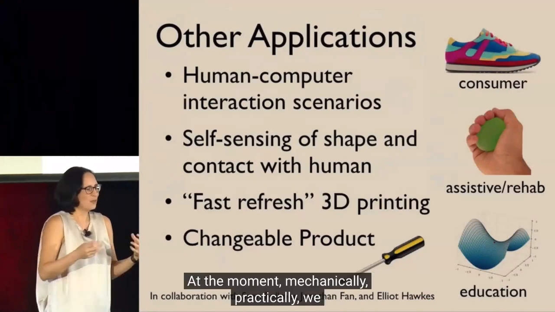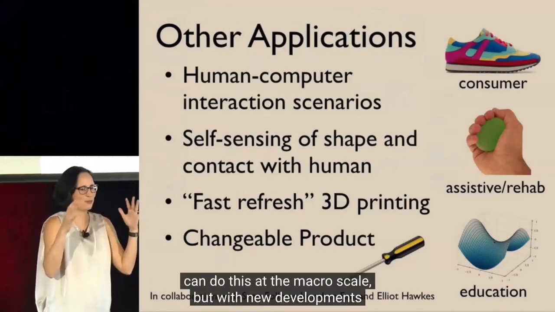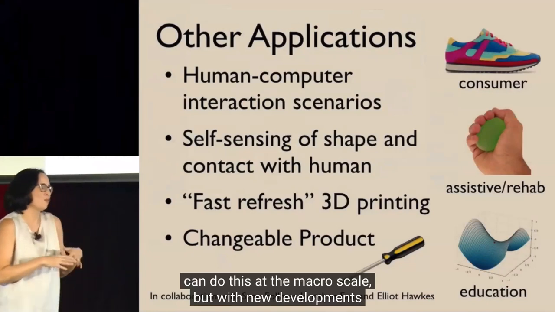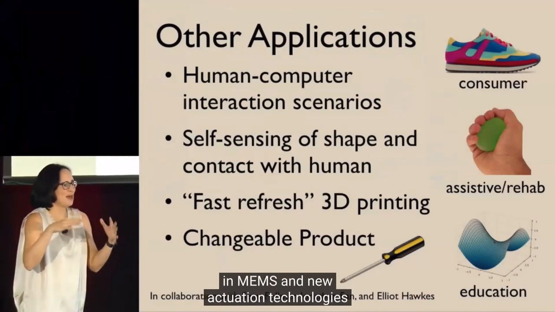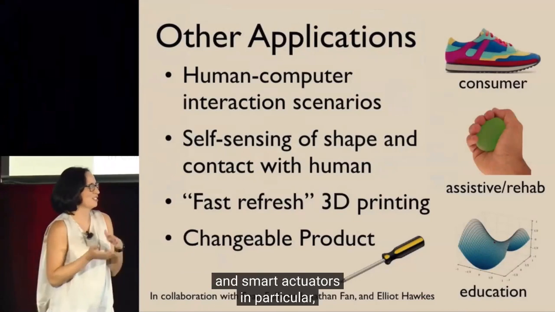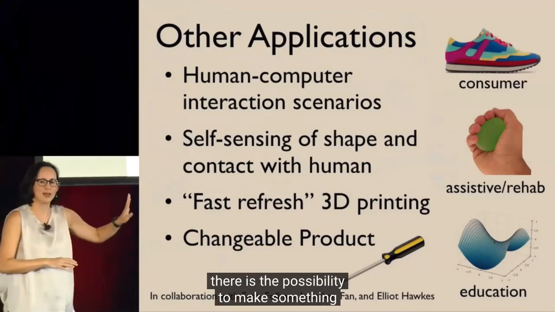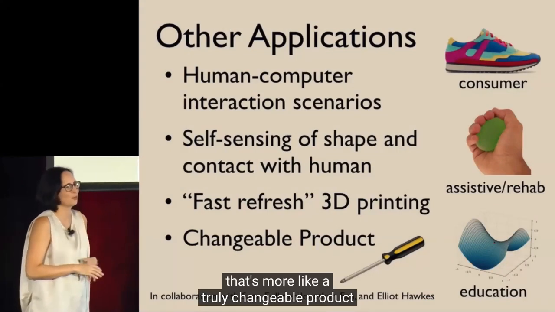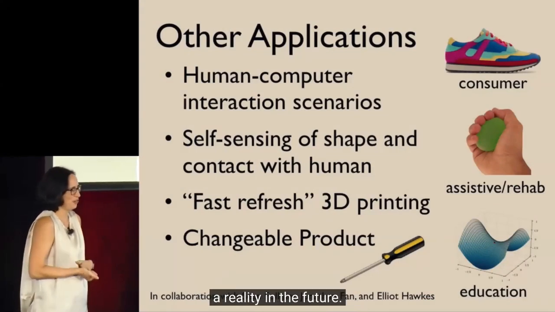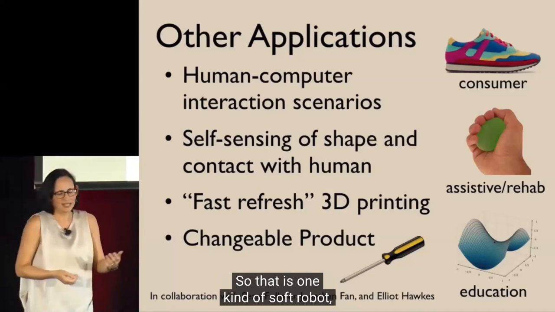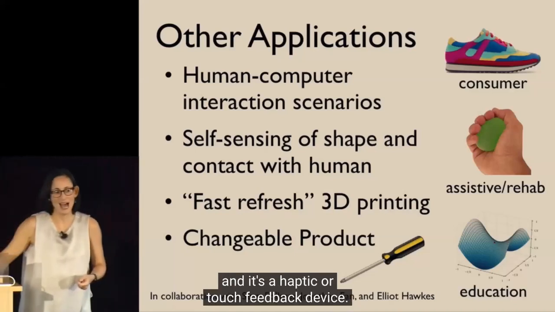At the moment, mechanically, practically, we can do this at the macro scale, but with new developments in MEMS and new actuation technologies and smart actuators in particular, there is the possibility to make something that's more like a truly changeable product a reality in the future. So that is one kind of soft robot, and it's a haptic or touch feedback device.